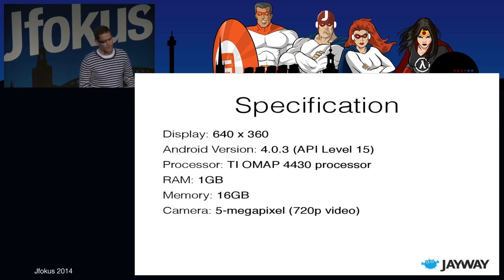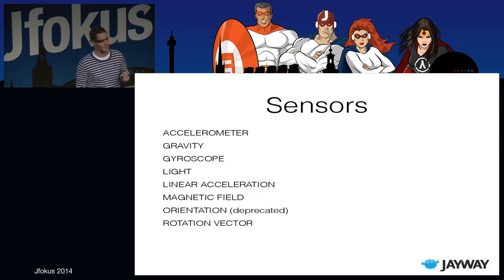One of the biggest problems with developing applications for Google Glass is the limited display. We have 640 times 360 pixels. That's it. But on the good side, we're running Android API level 15, that's Ice Cream Sandwich, so no Gingerbread. We have 1 gigabyte of RAM and 16 gigabytes of memory, of which I think 4 gigabytes are reserved for the operating system. And we have a 5 megapixel camera to take pictures and shoot video.